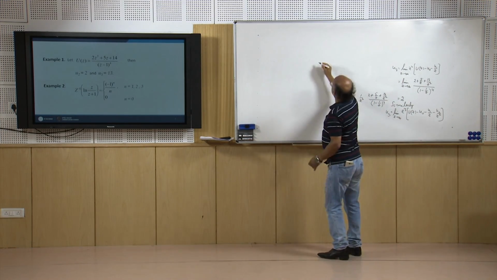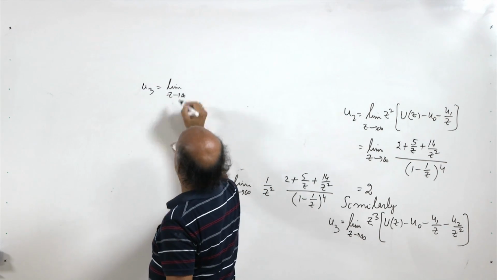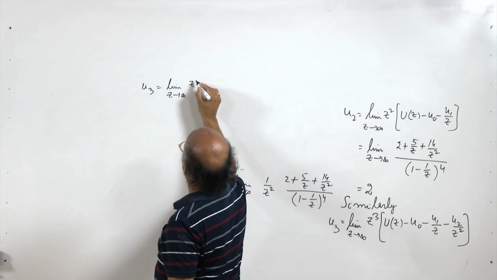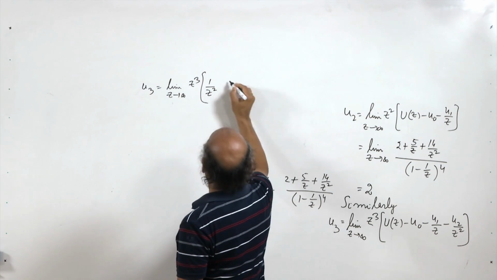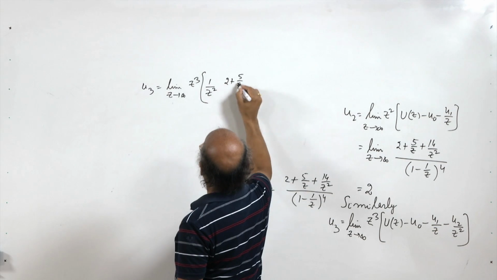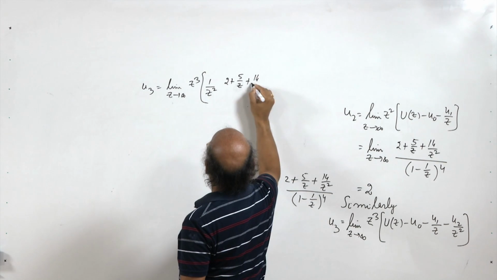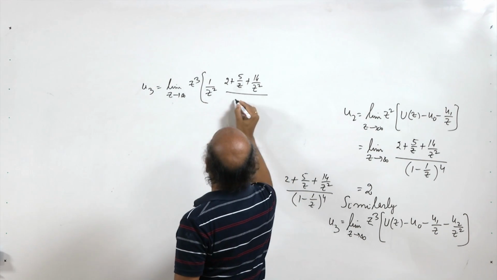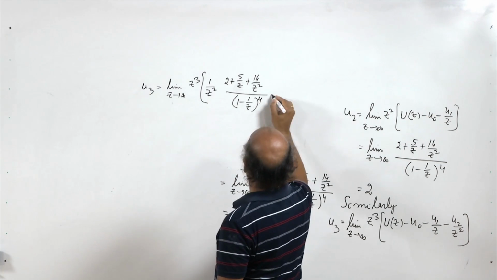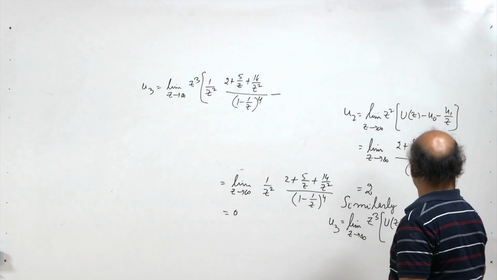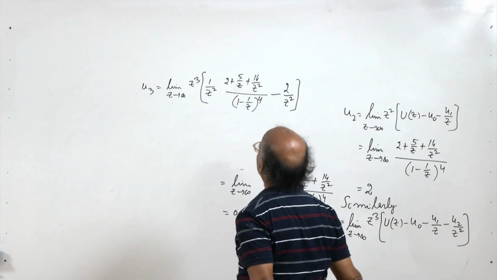So, u3 is equal to the limit as z tends to infinity of z cube times u(z), which is 1 by z square, 2 plus 5 by z plus 14 by z square, divided by 1 minus 1 by z to the power 4, minus this is 0, this is 0, this is 2 by z square. So, 2 by z square.